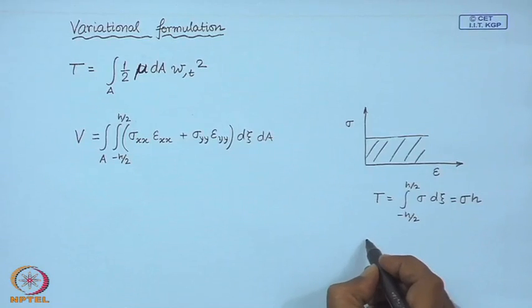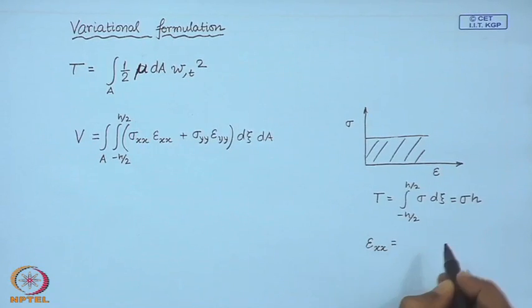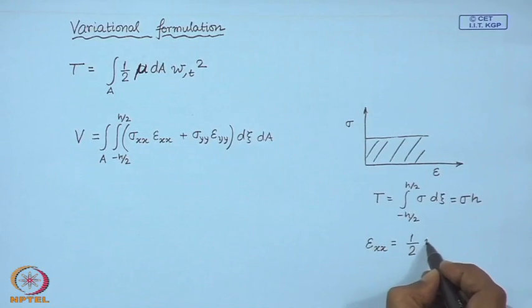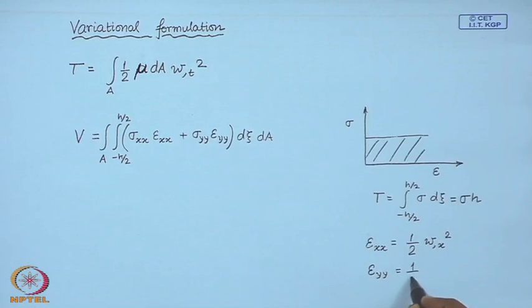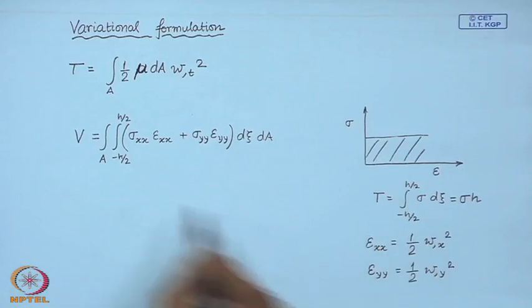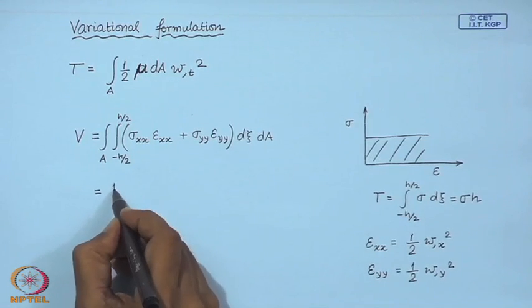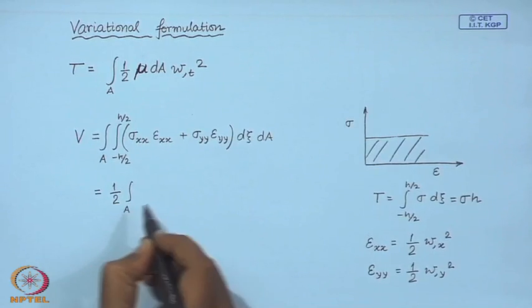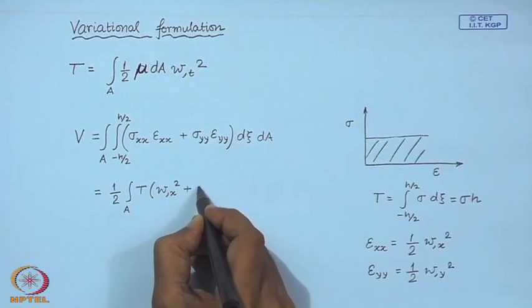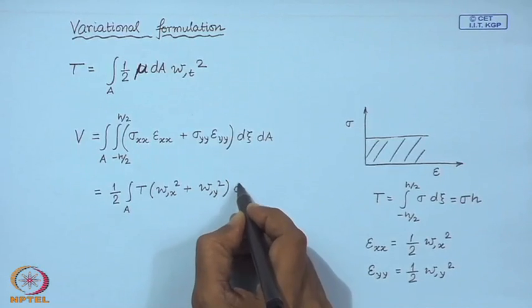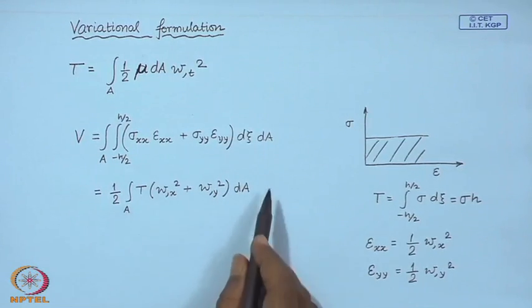Now, the strain, we have seen from the case of the strain is half of del w del x whole square. So, in the other direction as well, we must have now. So, therefore, finally, when you substitute all these expressions in here, so this is what you will get.